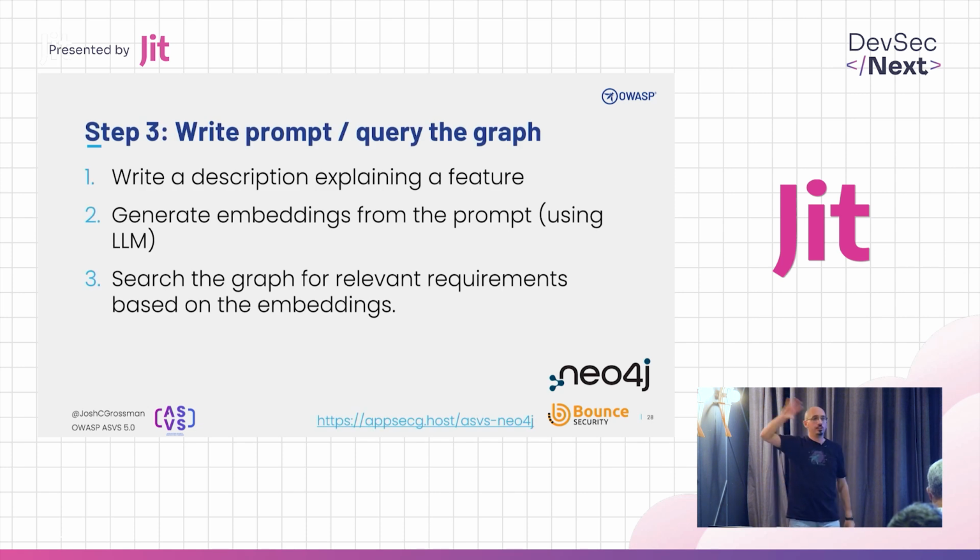They then write a prompt. They then say, this is the feature that I'm developing. This is a description of the feature that I'm developing. They use an LLM to generate the embeddings for that prompt, for that feature, for that description they've written out. They search their graph for those embeddings. They say, okay, these are the embeddings of the prompt or the feature. These are the embeddings of ASVS. Which ASVS requirements seem similar?